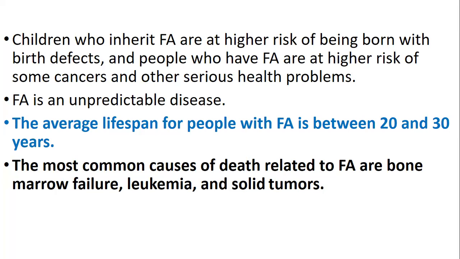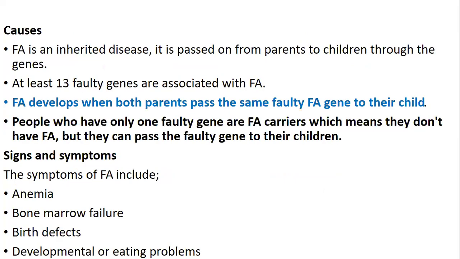Children who inherit Fanconi anemia are at higher risk of being born with birth defects. And people who have this type of anemia have a higher risk of developing cancers. It is a very unpredictable disease, and the average lifespan for people with Fanconi anemia is somewhere around 20 to 30 years. The most common causes of death related to Fanconi anemia are bone marrow failure, leukemia, as well as solid tumors.